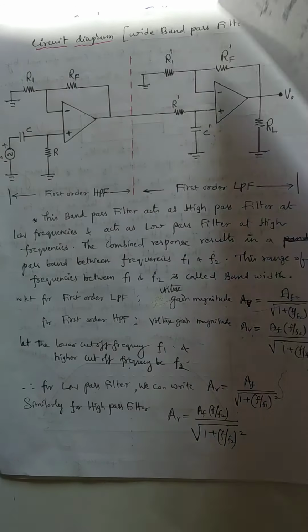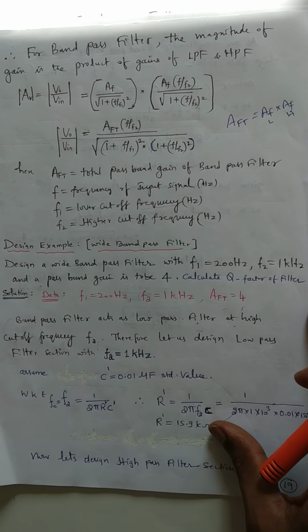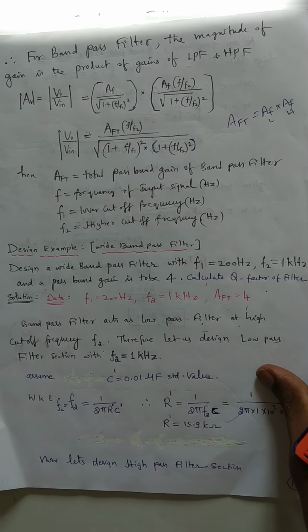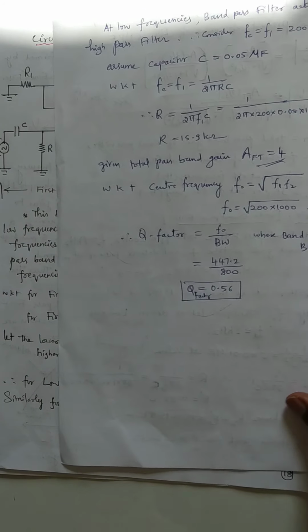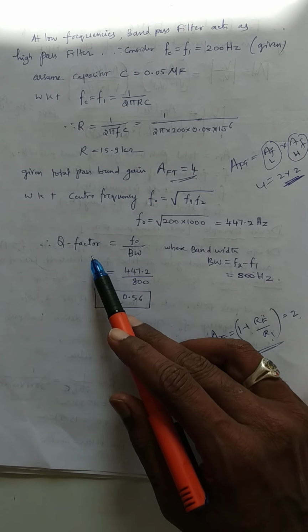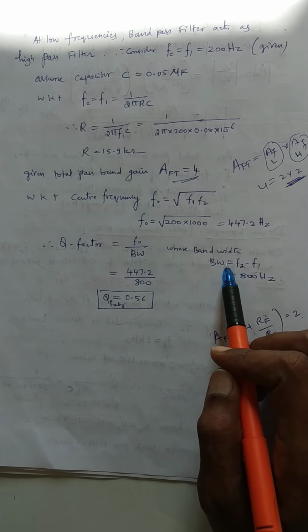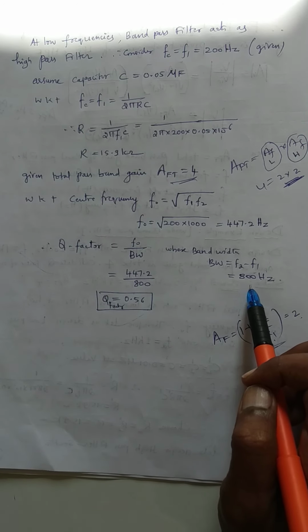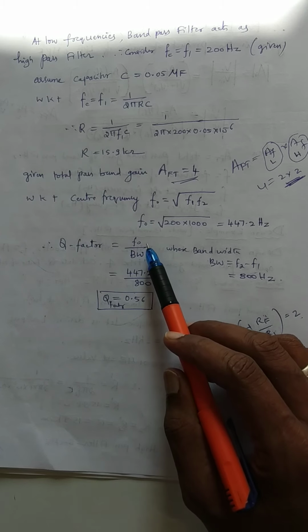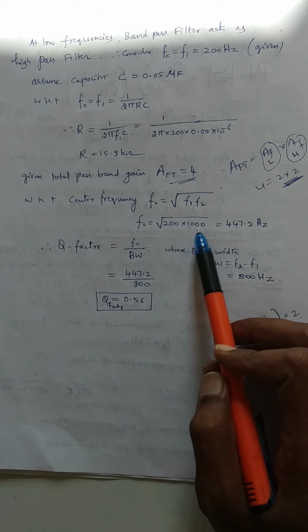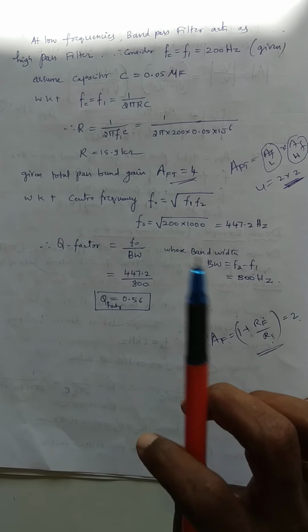Next, what has been asked in this? We need to calculate the quality factor also, the quality factor of the filter. The quality factor formula, you know, Q factor is equal to F0 by bandwidth. What is bandwidth? Bandwidth is equal to F2 minus F1, that is 800 Hertz. Substituting F0, what is F0? Root of F1 F2. So calculate this, substitute here, we'll get the quality factor. That's all. It is very simple to design.